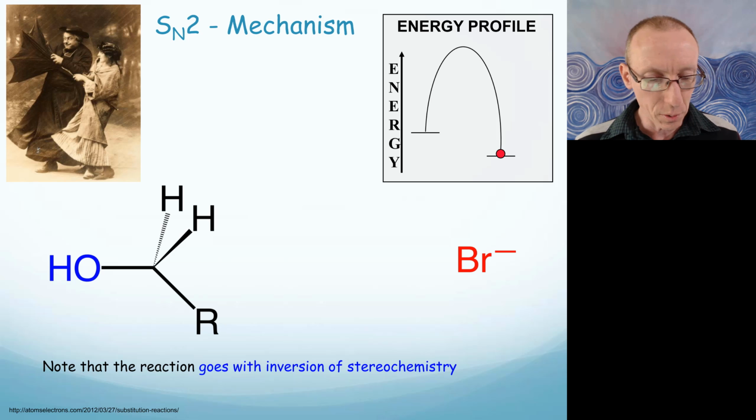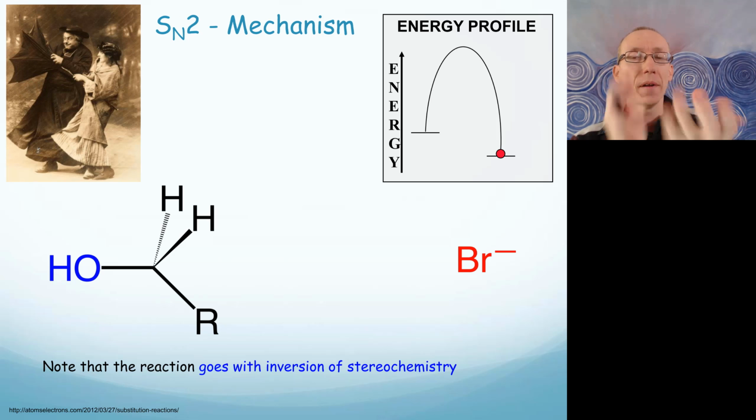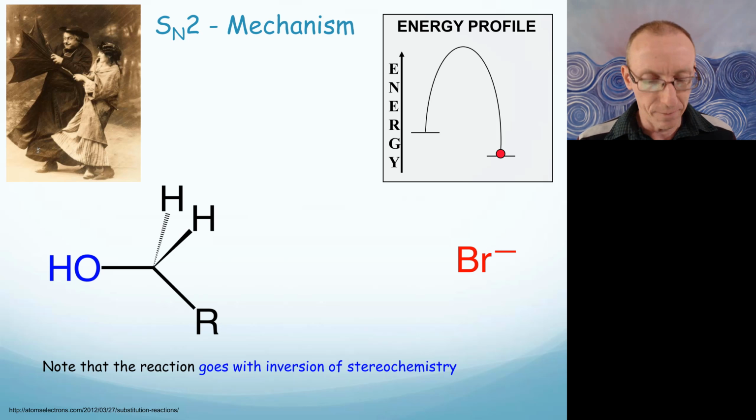And this can be thought of as a bit like an umbrella blowing open in the wind. So it was like this, and it's been pushed open by the nucleophile, and it's inverted into a new tetrahedral arrangement with those groups in the opposite direction. So that inversion of stereochemistry is an absolutely inherent feature of the SN2 mechanism.